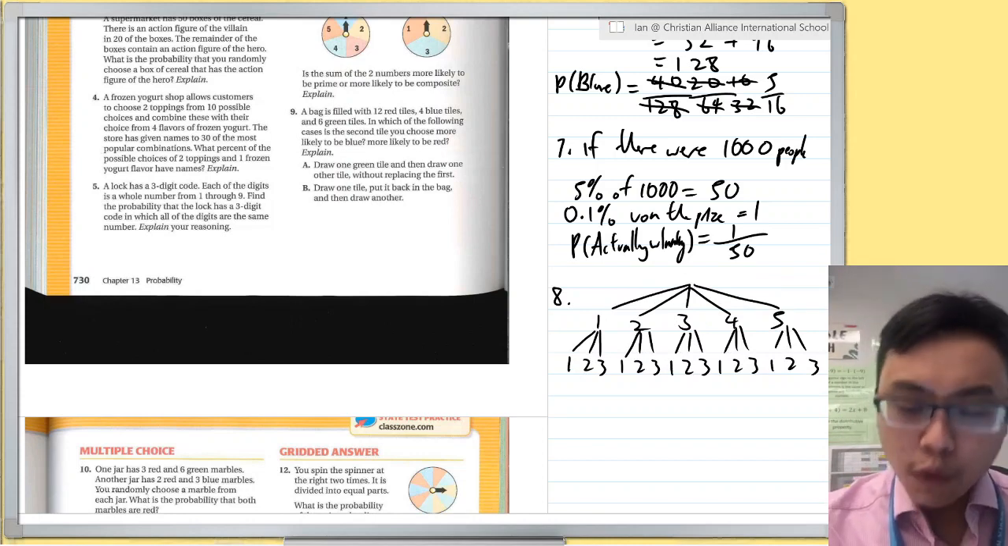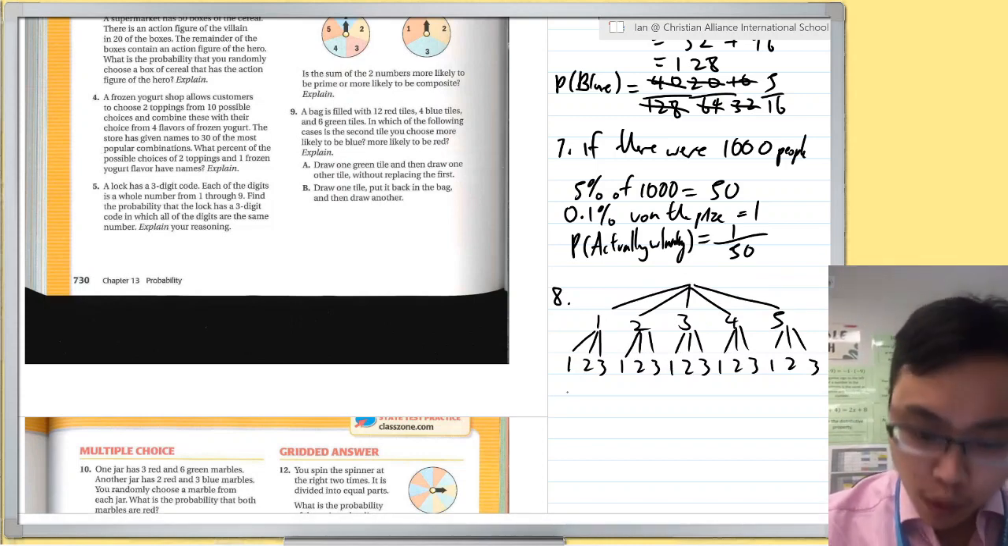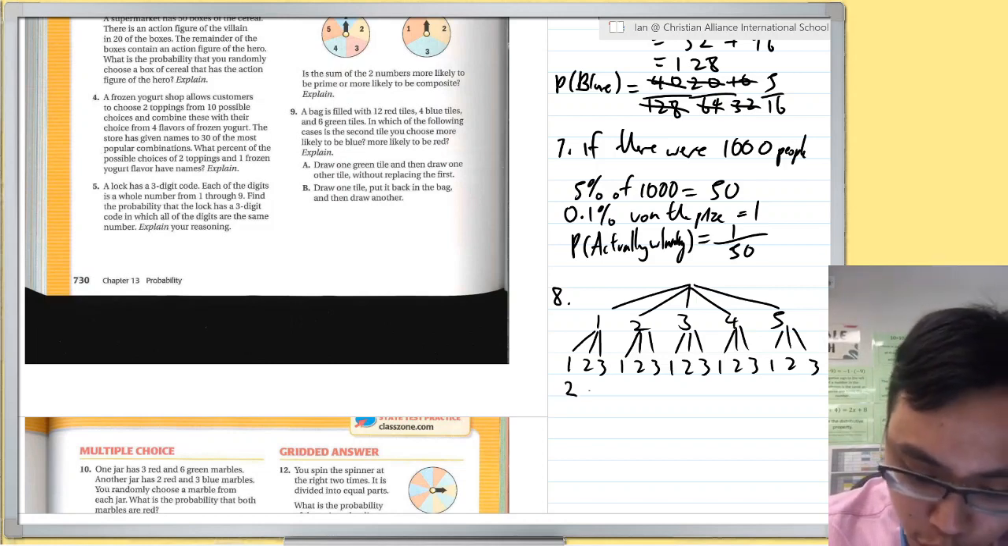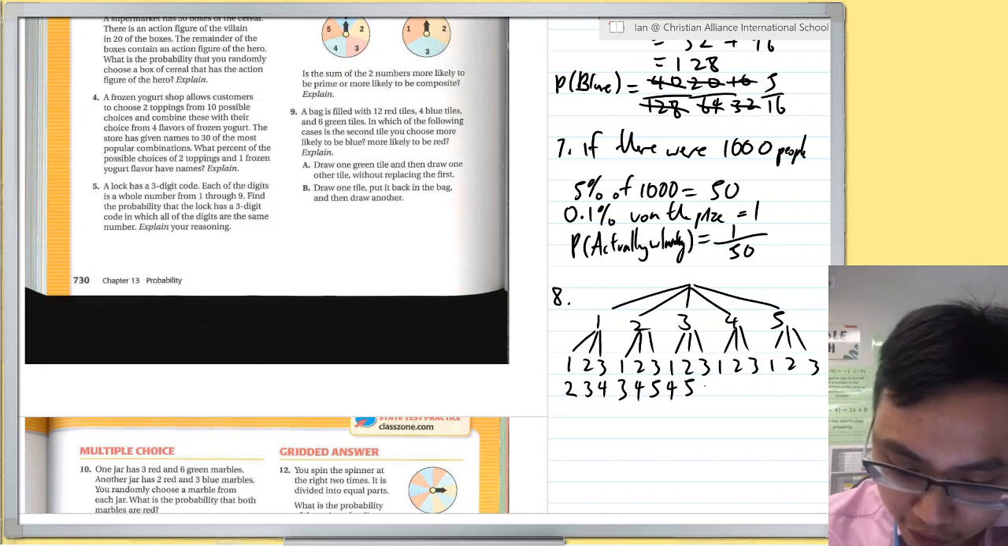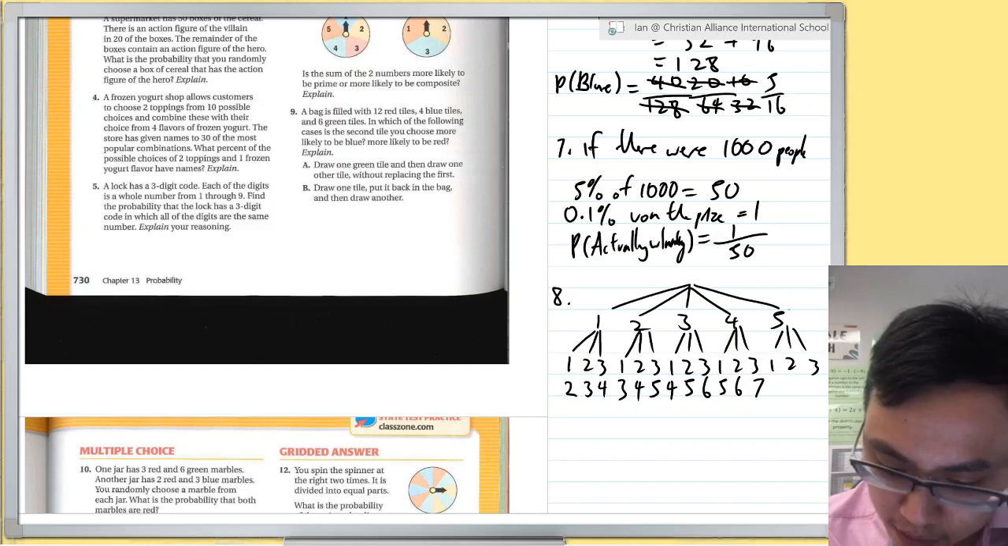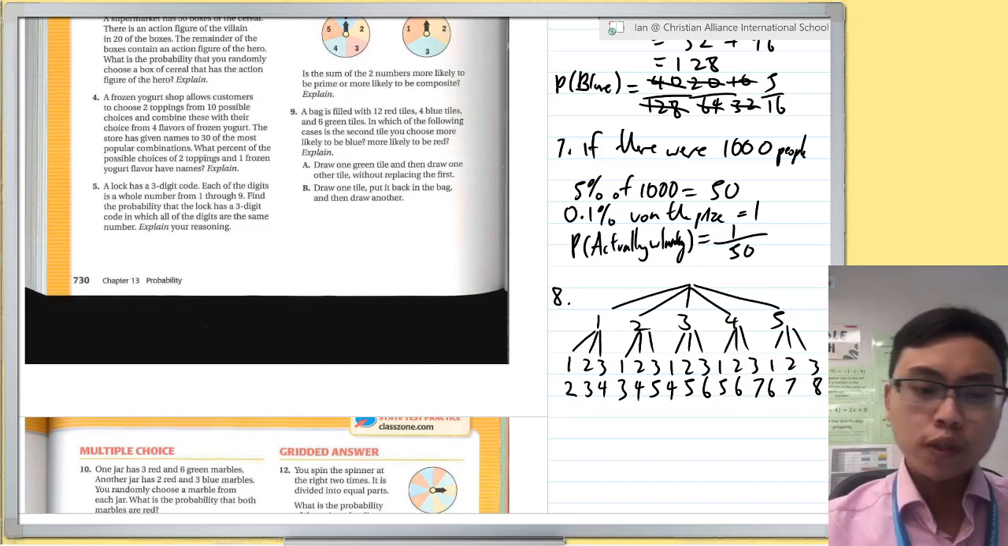So what we want to do now is add up our results because we want the sum. 1 plus 1 gives me 2. 1 plus 2 is 3. 1 plus 3 is 4. 2 plus 1 is 3. 2 plus 2 is 4. 2 plus 3 is 5. 3 plus 1 is 4, 5, 6. Then 5, 6, 7. Then 6, 7, 8.